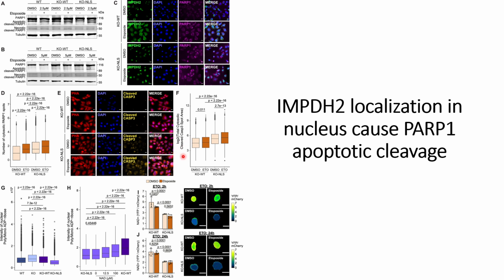And they quantified this cleaved caspase 3 in panel F, where we can see that the knockout cells that are supplemented with the modified IMPDH2 that has this NLS sequence have a high baseline value of the cleaved caspase 3 compared to the wild type conditions.